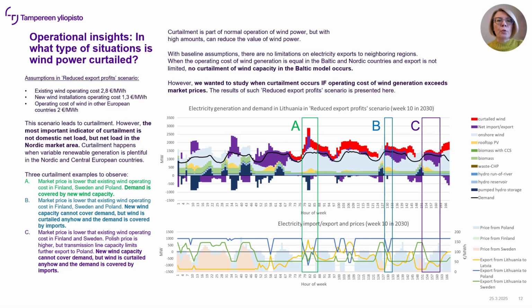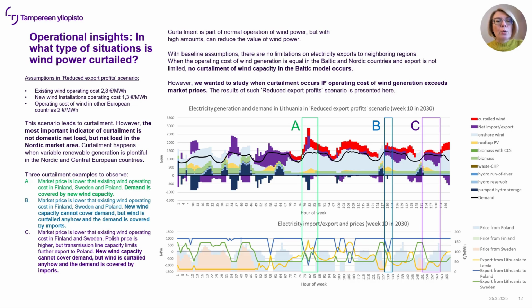Curtailment is a part of normal operation on wind power, but with high amounts it can reduce the value of wind power. With baseline assumptions, there is no limitation on electricity export to neighboring regions. When the operating cost of wind generation is equal in the Baltic and Nordic countries and export is not limited, no curtailment of wind capacity in the Baltic model occurs.